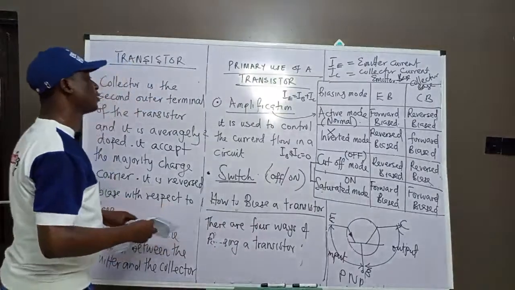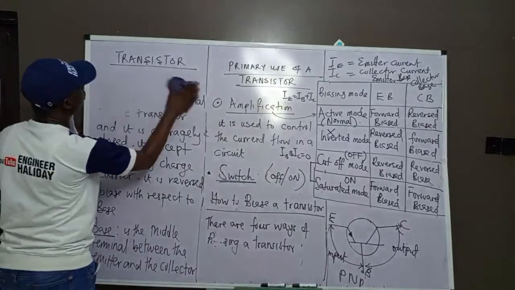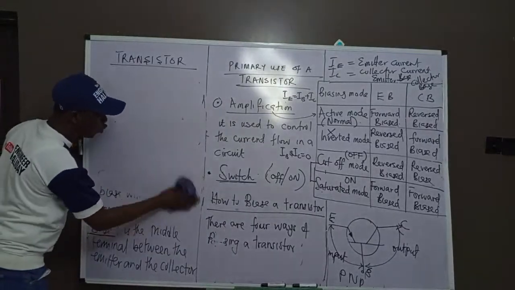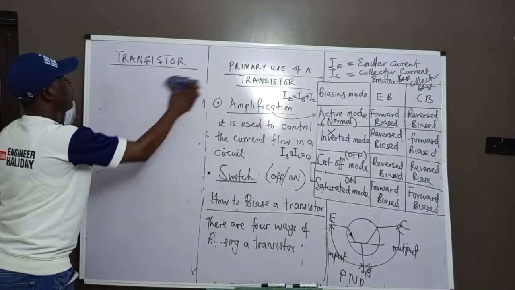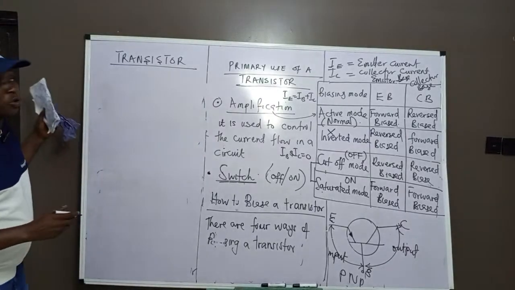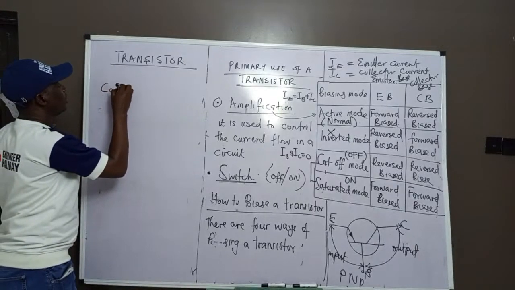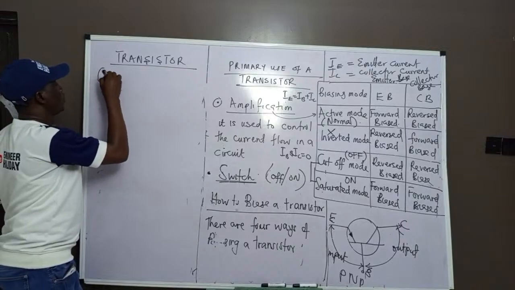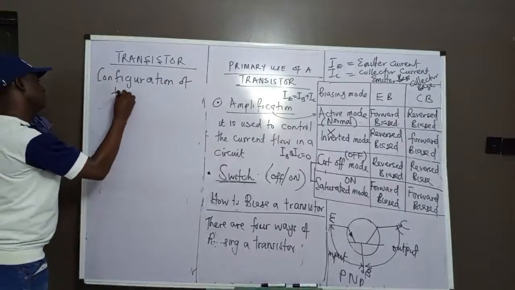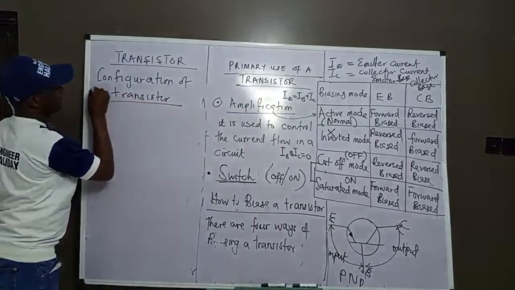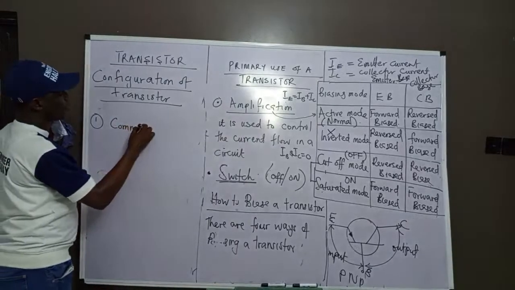Very important. Now, what are the configurations of a transistor? How can you configure a transistor to work effectively? Number one is that we can configure a transistor by using the configuration of a transistor. Let me write it well. Number one is the common emitter configuration.